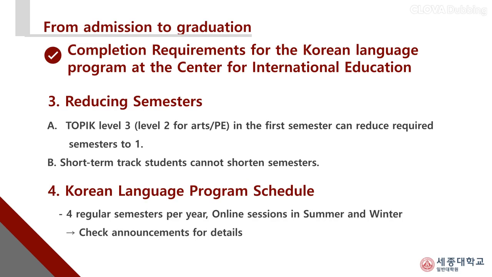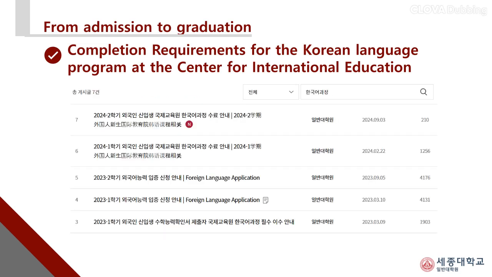If you obtain topic level 3 or level 2 for arts and physical education students during your first semester, you can shorten the required semesters to just 1. However, for the short-term track students, this reduction is not allowed. The academic schedule for the Korean language program includes regular sessions in spring, summer, fall, and winter, as well as online sessions in summer and winter. Please check the announcements for the detailed schedule.